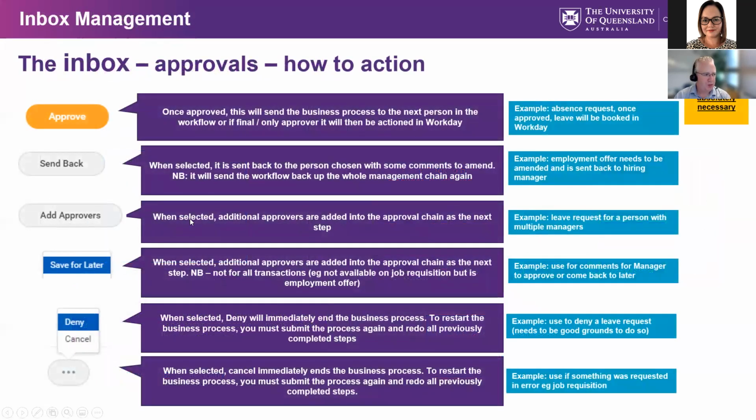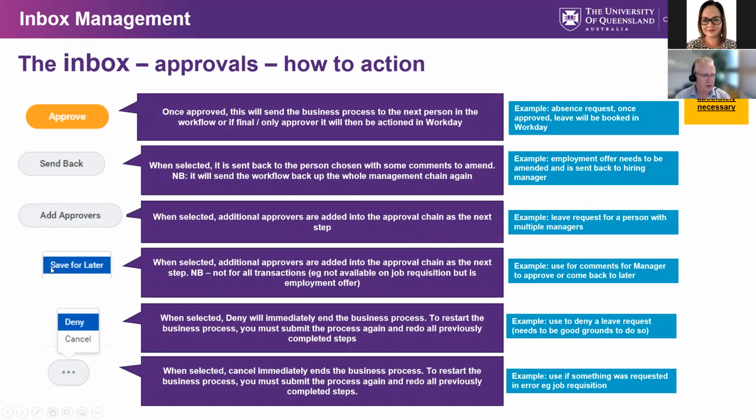Add approvers is where you have a situation where there are multiple managers, for example. So someone who holds a role in one school and an institute, for instance, that requires two managers to approve something. If you hit add approvers, it will send it to the next point in the approval chain.